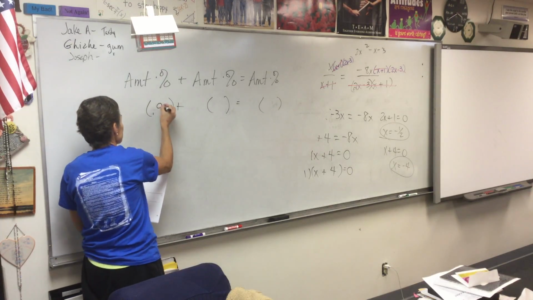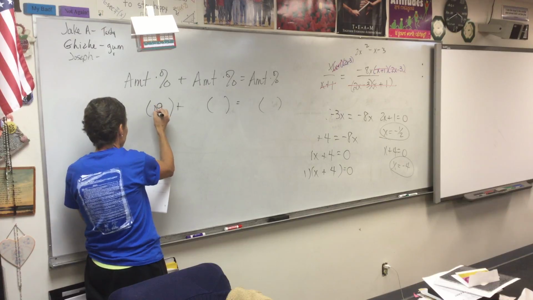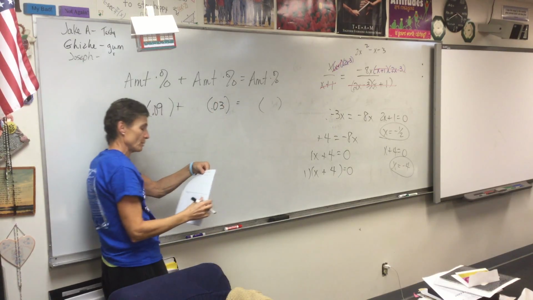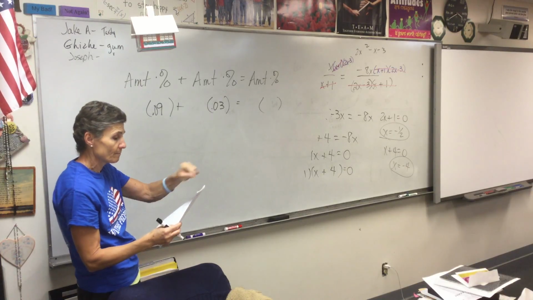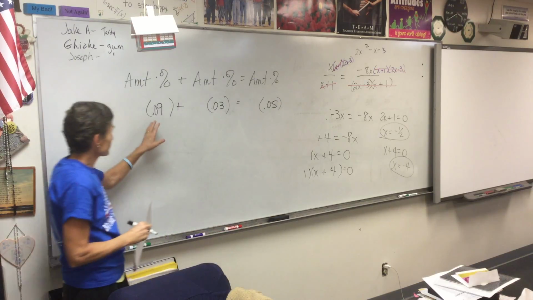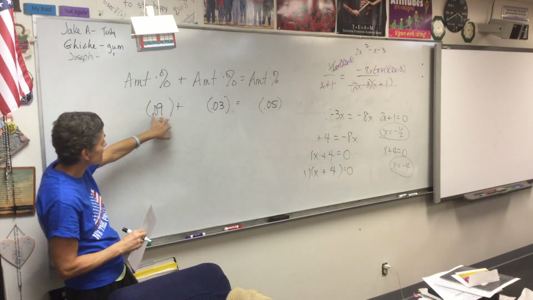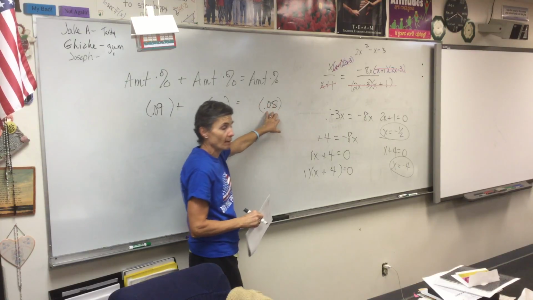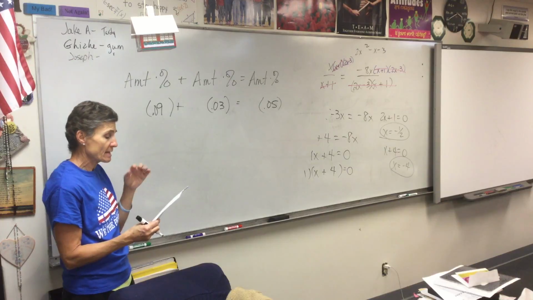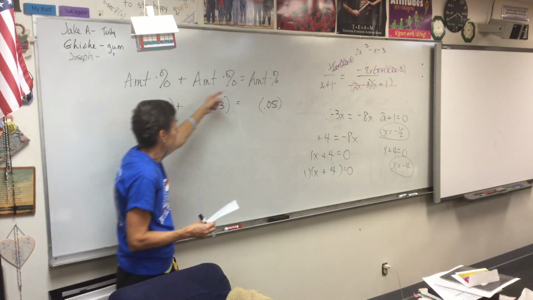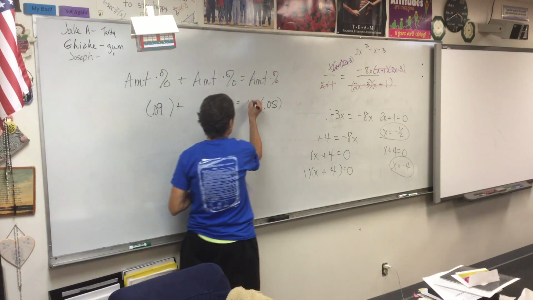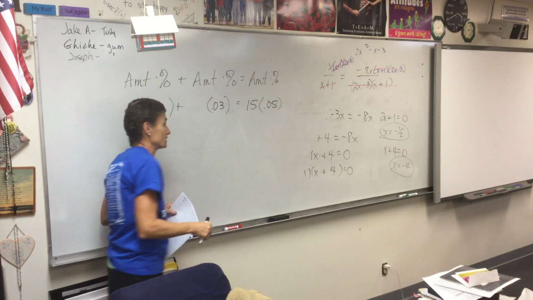So how much 9%, 0.09, mixed with 3%, that's 0.03. Don't forget the 0.03. And I want 15 gallons of 0.05. So my percentages, I'm mixing a 9, a 3, and going to end up with a 5. Now the only thing they give me in terms of an amount is 15 gallons of 5%. So I'm going to put 15 right here.